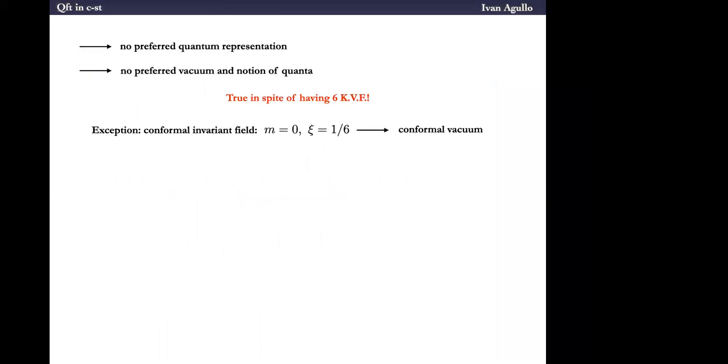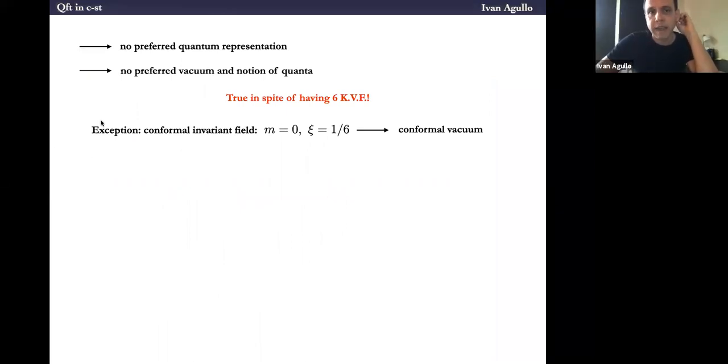Okay, so therefore, as I just said, the theory of a scalar field in FRW, FLRW, is equivalent to infinitely many time-dependent harmonic oscillators. And we know that for a single time-dependent oscillator, there is no preferred representation. So if we have infinitely many of them, even worse. So no preferred quantum representation, just from what we have discussed so far. No preferred vacuum and notion of quanta. And that is true even if we have 6 Killing vector fields. And I will show you in a second that there are infinitely many different representations respecting these 6 isometries. So these 6 Killing vector fields are not enough at all to single out a preferred vacuum.